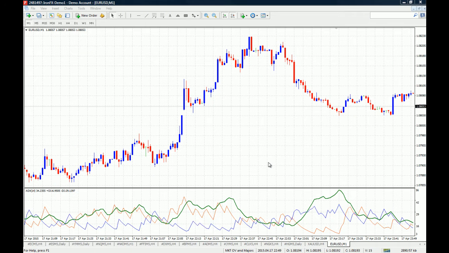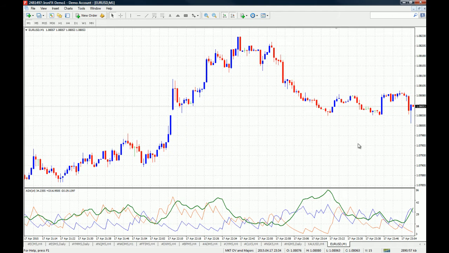Here we have a 14-period ADX plugged into a 1-minute Euro US dollar chart. Now the ADX works in any time frame, and we're going to use these 1-minute charts to explain how to read it. The first thing you need to understand is the green line. Yes, the green line here. This is the ADX line. This is the line that is going to show you how strong the trend is.